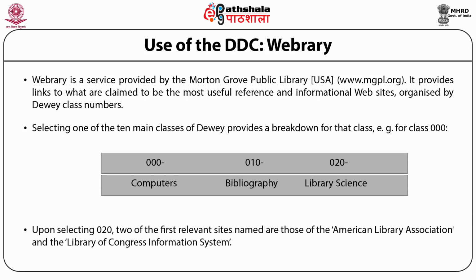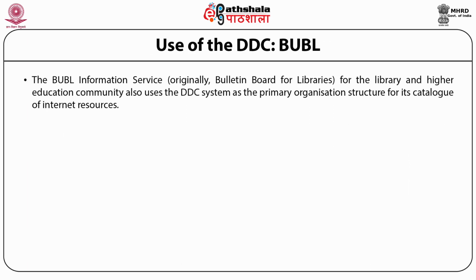Upon selecting, let us say, 020 library science, two of the first relevant sites named are those of the American Library Association and the Library of Congress Information Systems. So this is a classified order which provides references when used by a classification system. The Bubble Information Service, originally named Bulletin Board for Libraries, for the library and higher education community, also uses the DDC system as a primary organization structure for the catalog of internet resources. The search method is similar to that used by the library, already explained to you.